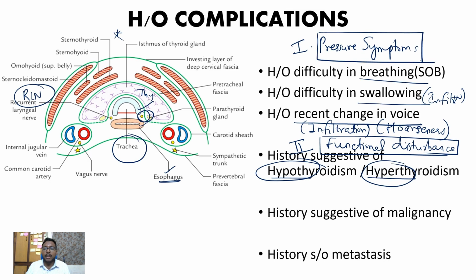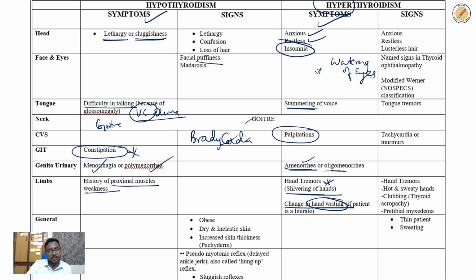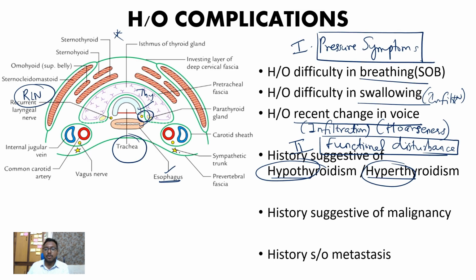So in history, you will tell a single sentence if there is nothing suggestive of hypo or hyper. That is, no history suggestive of hypothyroidism or hyperthyroidism. Then when the examiner asks you what are the history suggestive of hypo or hyper, you need to tell these things in order, right? Now, coming to the third one, that is nothing but history suggestive of malignancy.